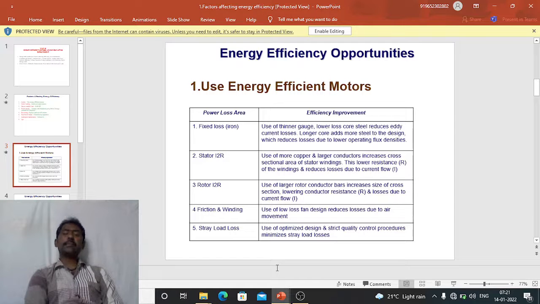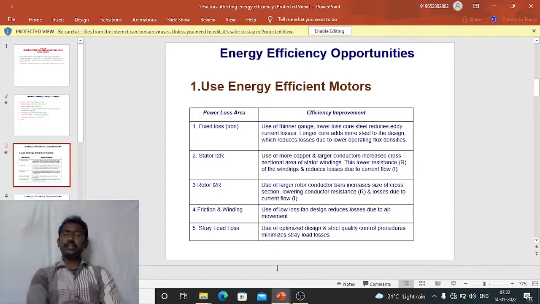In the stator copper losses, use of more copper and large conductors increases the cross-sectional area of the stator windings. This lowers the resistance of the windings and reduces the losses due to the current flow. And similarly, in the rotor copper losses, use of large rotor conductor bars increases the size of the cross section, lowering the conductor resistance and the losses due to the conductor current flow.